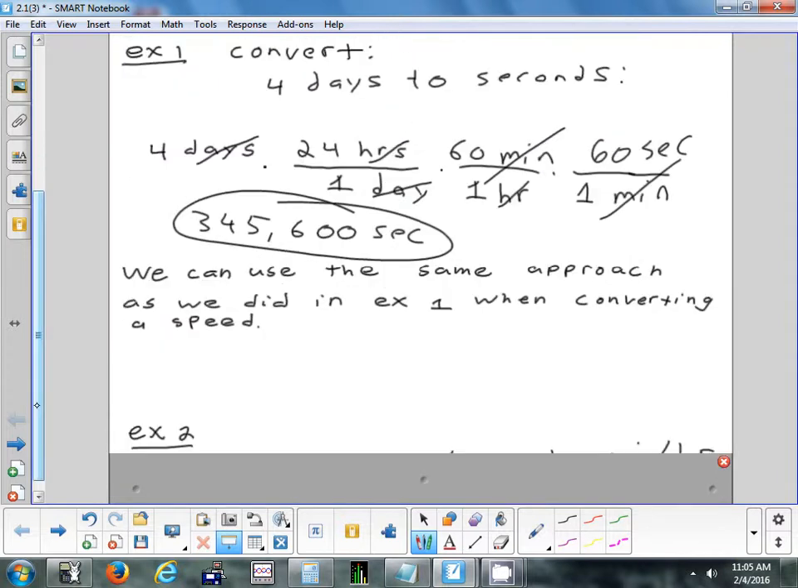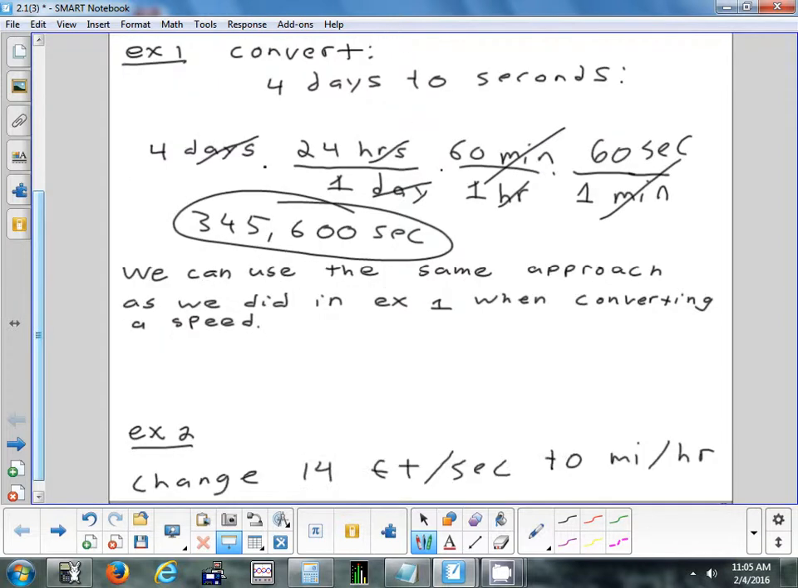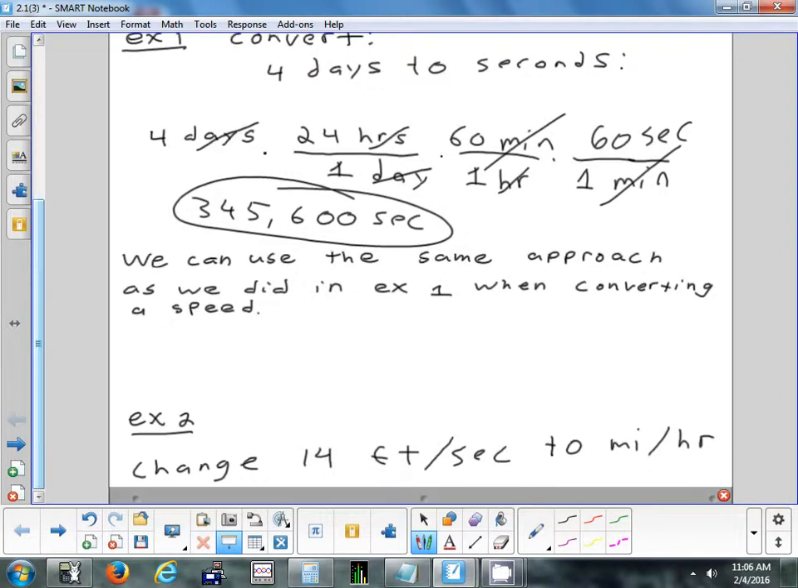All right, so we can pretty much do the same thing with a rate. This 4 days, that's not a rate. That's just a number of days. But now we're going to look at doing something with a rate. I want to change 14 feet per second to miles per hour. We're going to use exactly the same approach we did in example 1. Basically, the idea is we have to change feet to miles, and then we're going to change seconds to hours. We're going to do each one of those things separately.